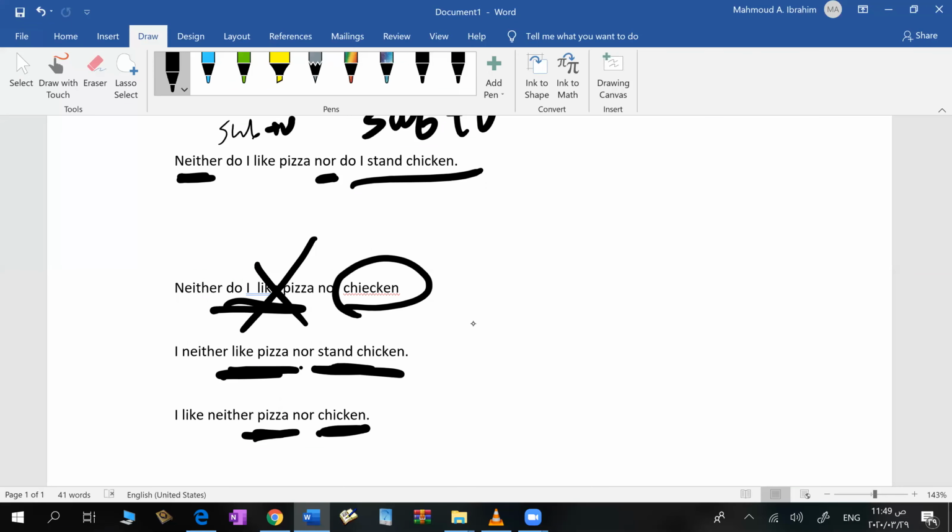You cannot say, "I like neither pizza nor do I stand chicken." Can you say this? No, you can't. It's incorrect. Why? Because after "neither" we have a noun phrase, so after "nor" we cannot have a subject. We have to make it a noun phrase also. Is it clear?